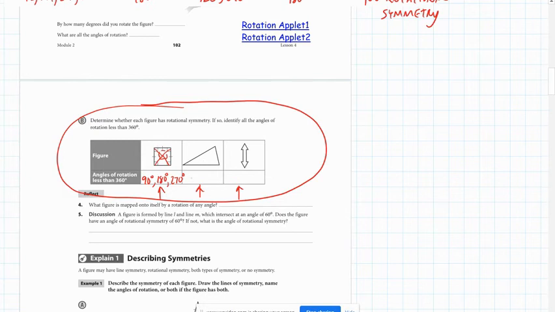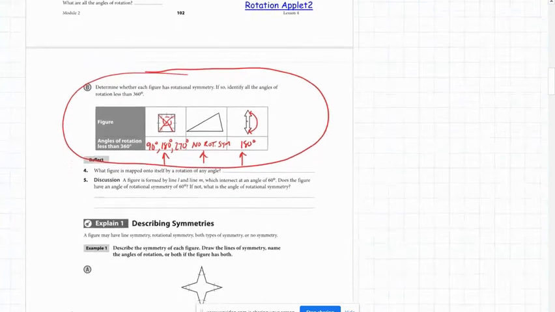Okay, and then the second figure has no rotational symmetry. You have to turn it all the way around 360 to get it to match. And then this arrow figure, if we just flip it a half a turn like that, it matches, so that's 180-degree rotational symmetry. So those are the 3 answers for those problems.